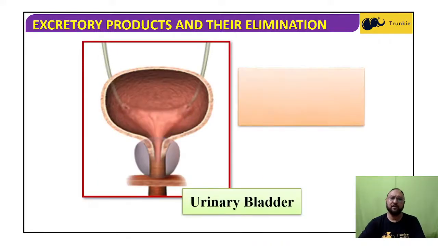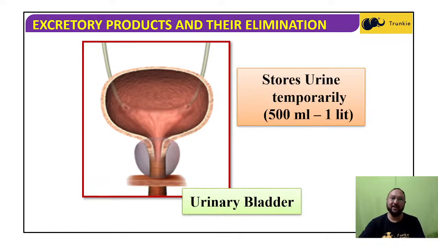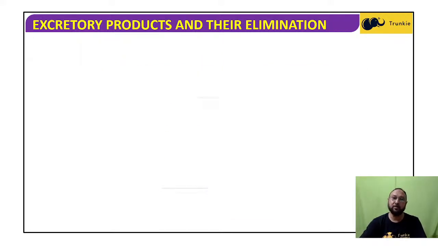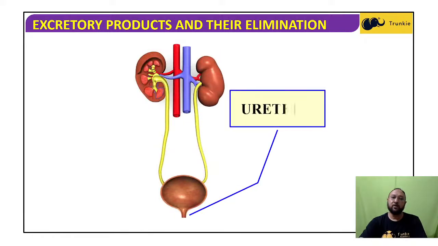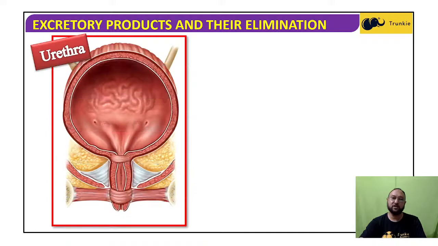Now you can see the urinary bladder. It stores urine temporarily, about 50 ml to 1 liter. It can accommodate that temporarily. Then the urine needs to be removed from the urinary bladder, otherwise it may cause a problem. So the urethra is the structure through which this urine comes out.